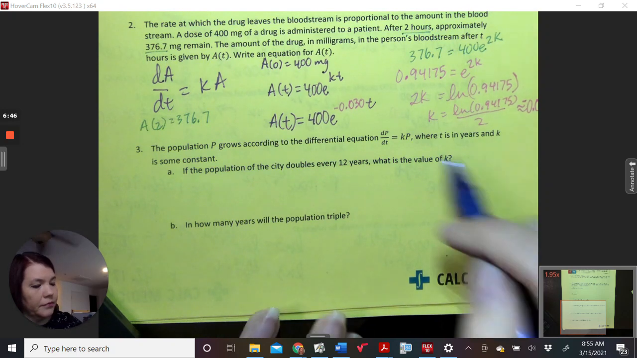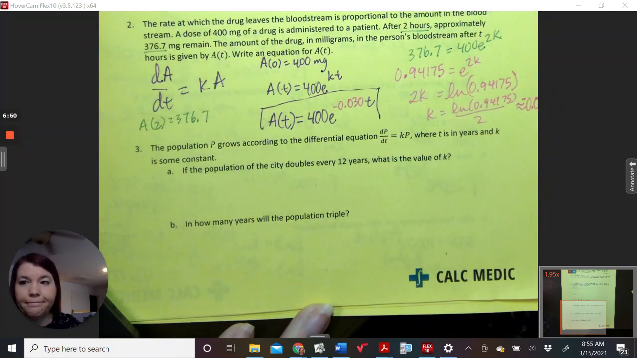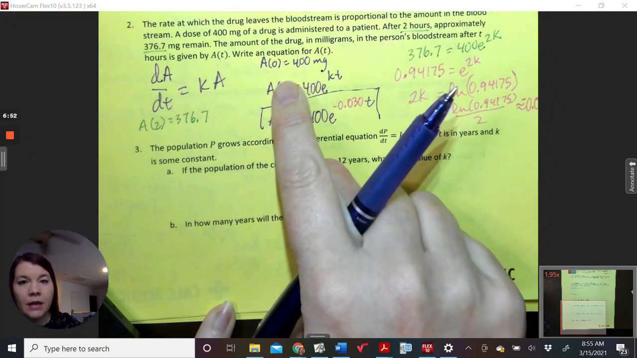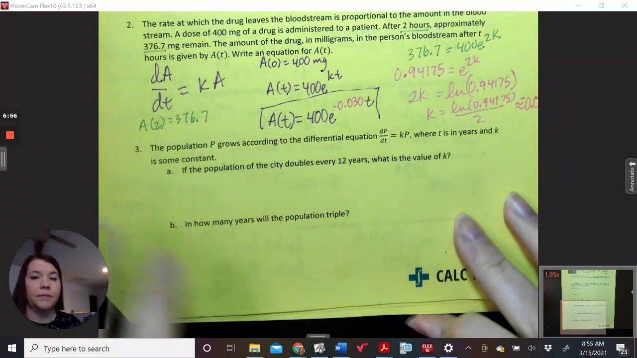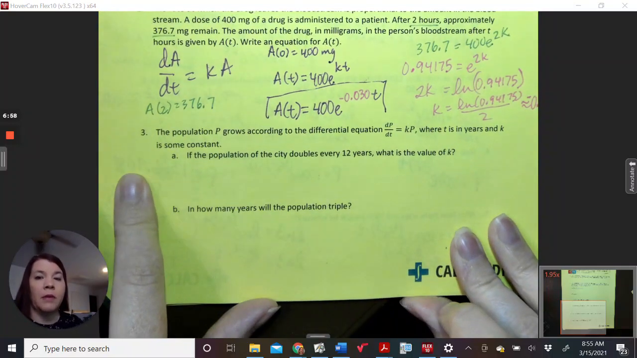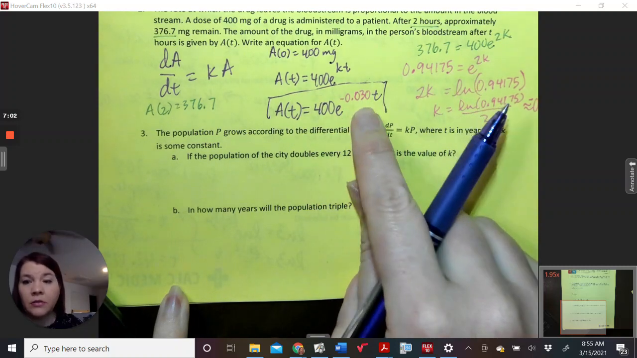Okay, the population grows according to the differential equation. Also notice exponential before I go on. Exponential decay, because it's negative, which makes sense because the drug is leaving the system. It's not gaining momentum in the system like a virus would, or a bacteria where it would grow inside of you, a patient. It's going down.